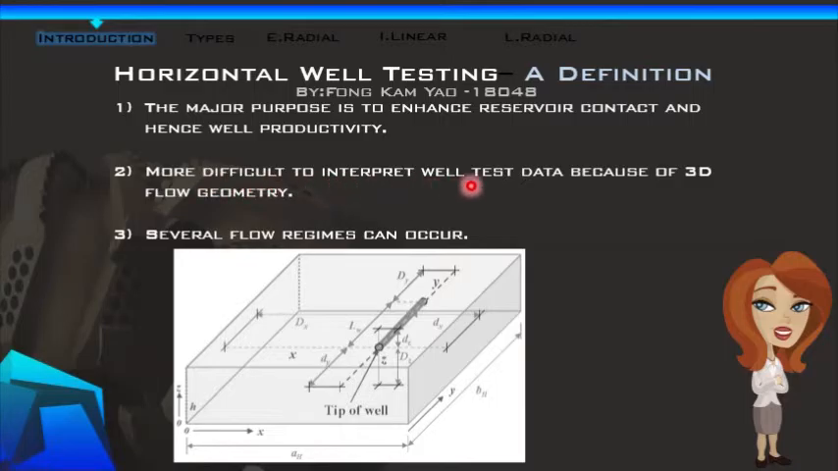However, for horizontal well, it's more difficult to interpret well test data because of 3D flow geometry. In horizontal well, you will need to visualize the well in a 3D form, and several flow regimes can occur. So I will explain to you what the flow regimes are.